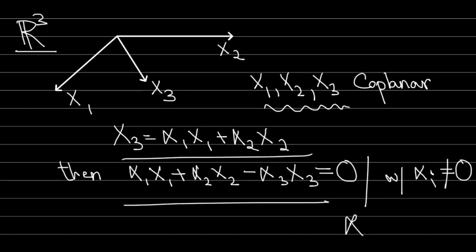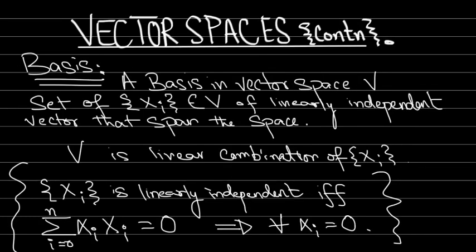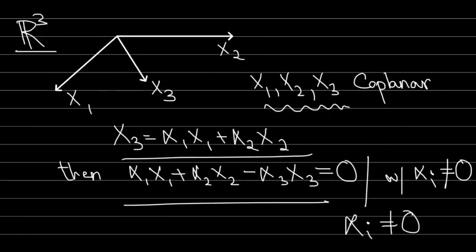And so if alpha I is not equal to 0, then if we go back over here, this definition of linearly independent set of vectors is not satisfied. And so that's why we say that if x1, x2 and x3 are coplanar, then it's not a linearly independent set. Now let's go ahead and look at one last example, which is also going to be in R3, right?